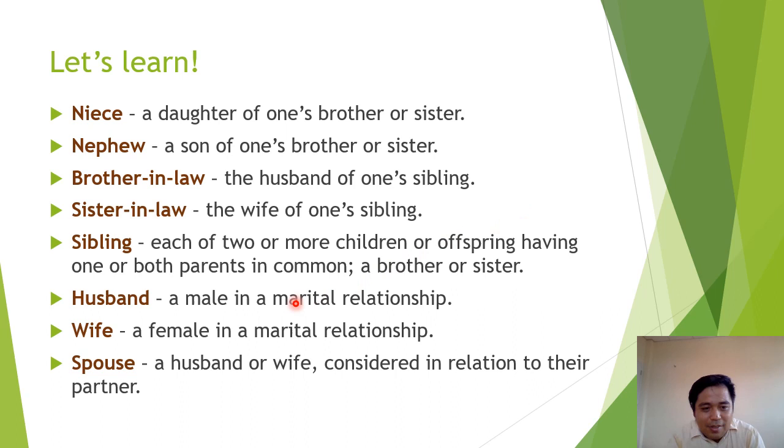Okay. Next, we have husband. What is husband? A husband is a male in a marital relationship. For example, your brother is already married and then he is a husband because he is a male. Next, wife. Wife is a female in a marital relationship. So if your sister is already married, then she is a wife. Okay? Understand?